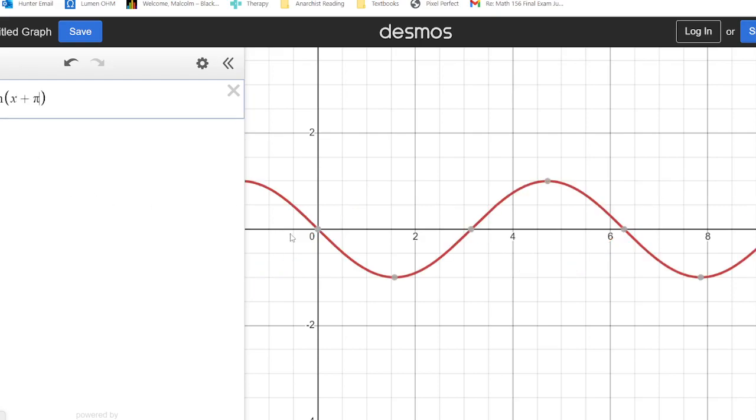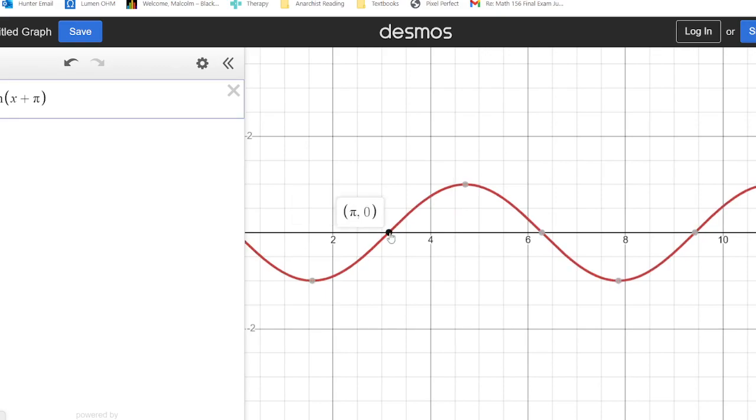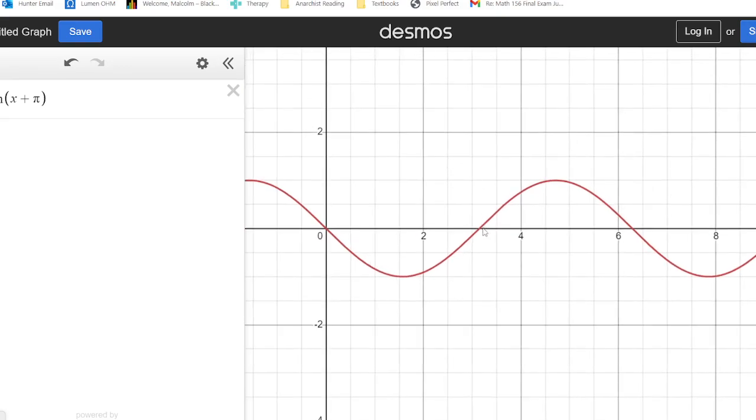Notice that my function doesn't start in the same place it normally does. This is the starting point, right? That same point where it goes from a downward bump to an upward bump is happening not at 0, 0 anymore, but at pi, 0. That's because my phase shift on this function is pi.